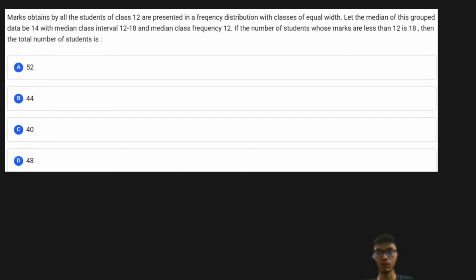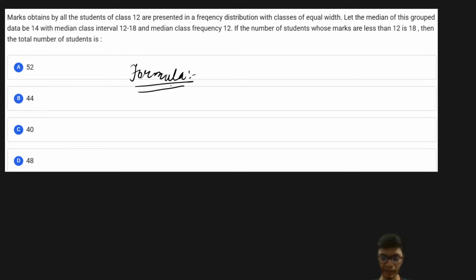If the number of students whose marks are less than 12 is equal to 18, then what is the total number of students? That's what the question is asking. For this kind of question you have to remember the formulas. So what is the formula that you remember?